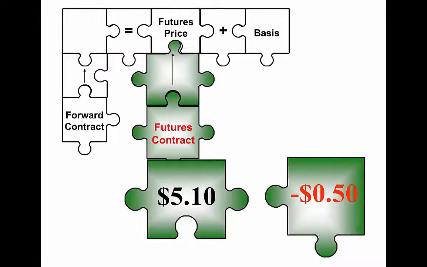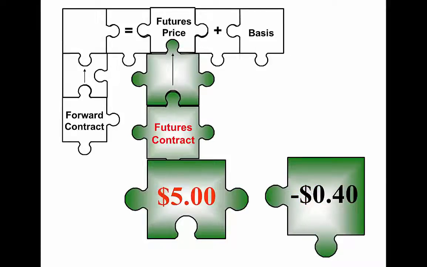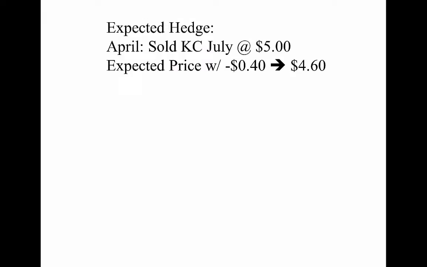If the futures contract goes up to 5.10, then our expected price increases 10 cents to $4.60. Or if we change our mind and we say, well, the futures price is $5, but I think the basis is going to be a minus 40, then our expected price increases to $4.60. It's still an expected price, and it's maybe as likely as $4.50 because we don't know what that basis is going to be until we get into the June time period.